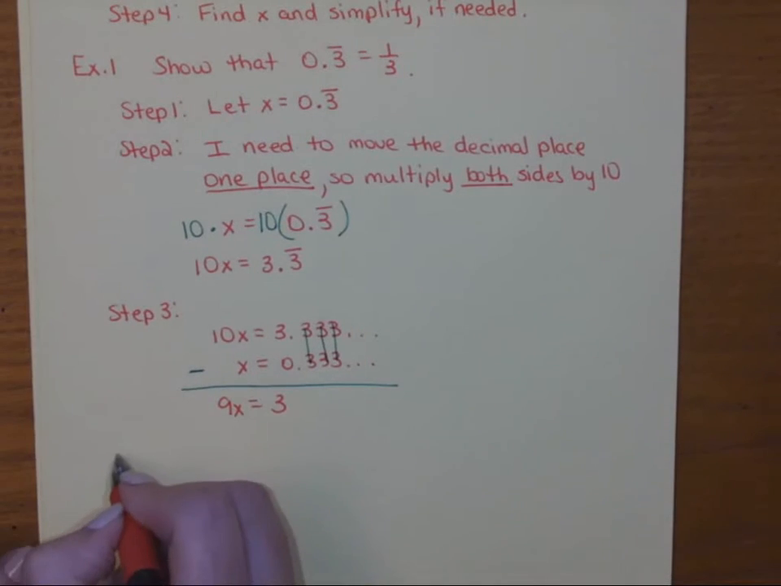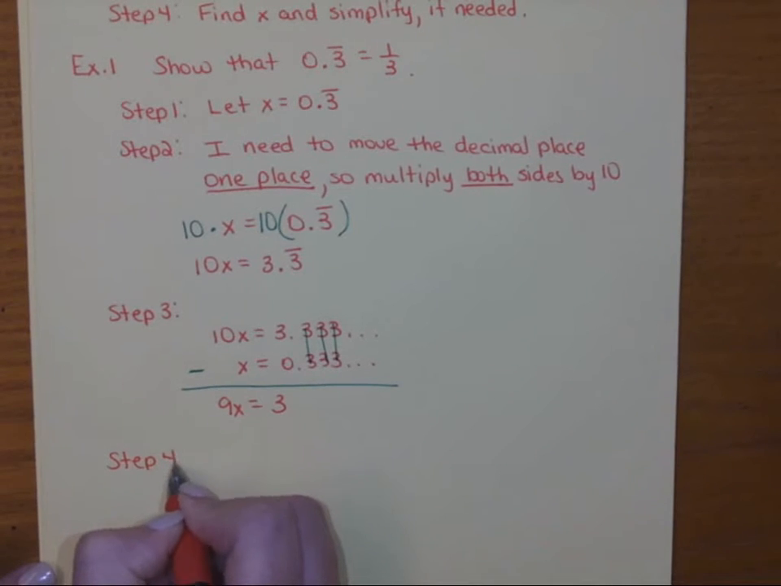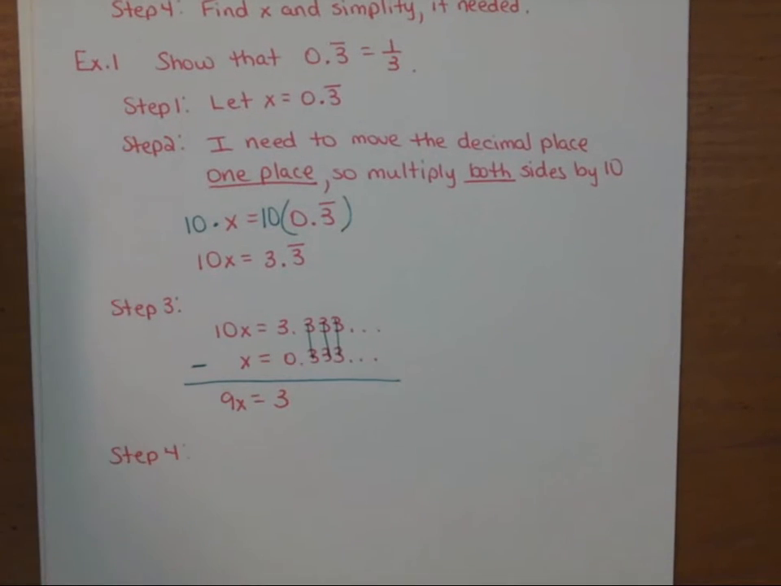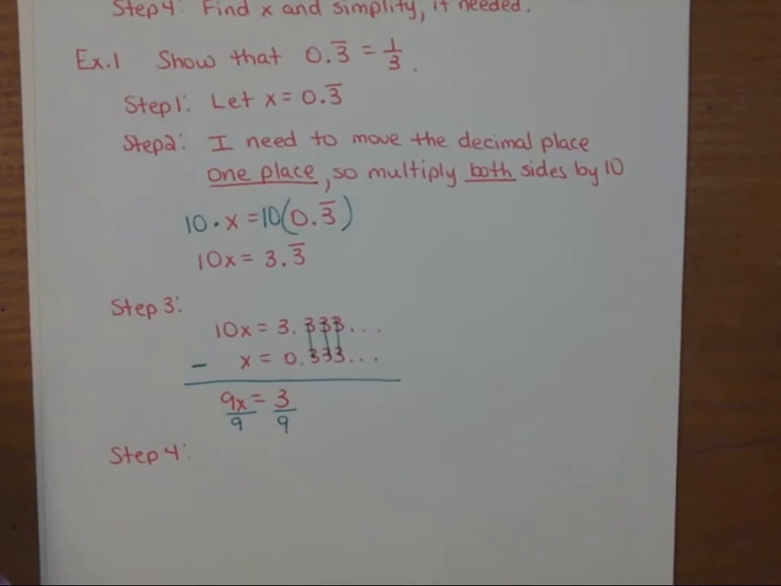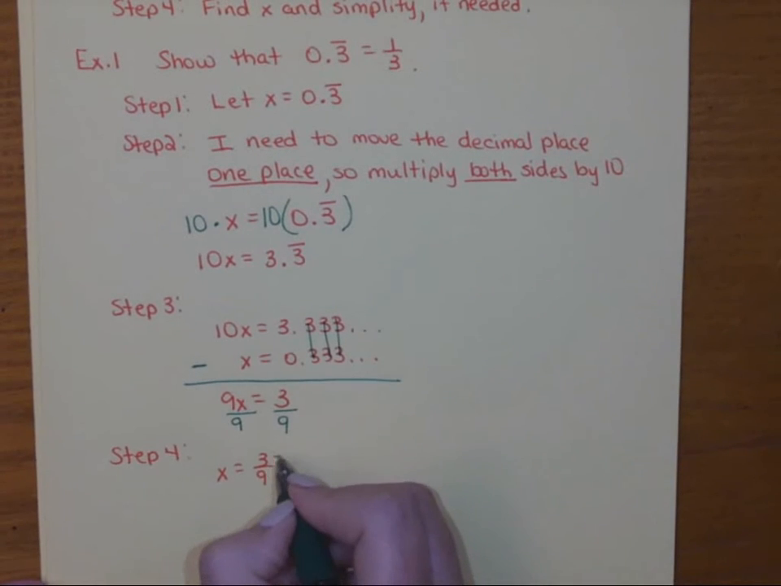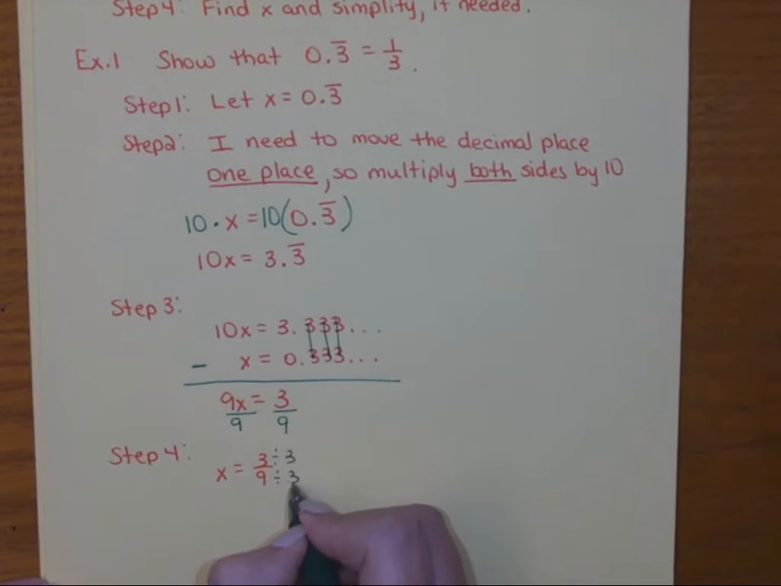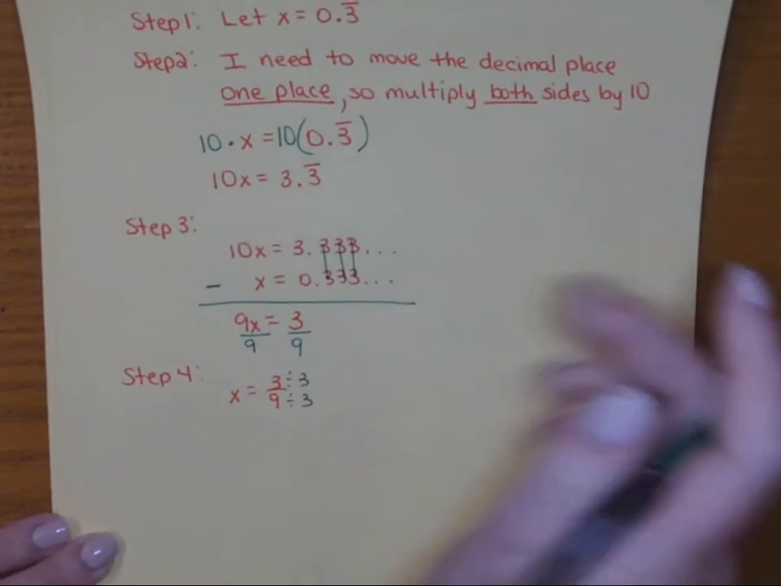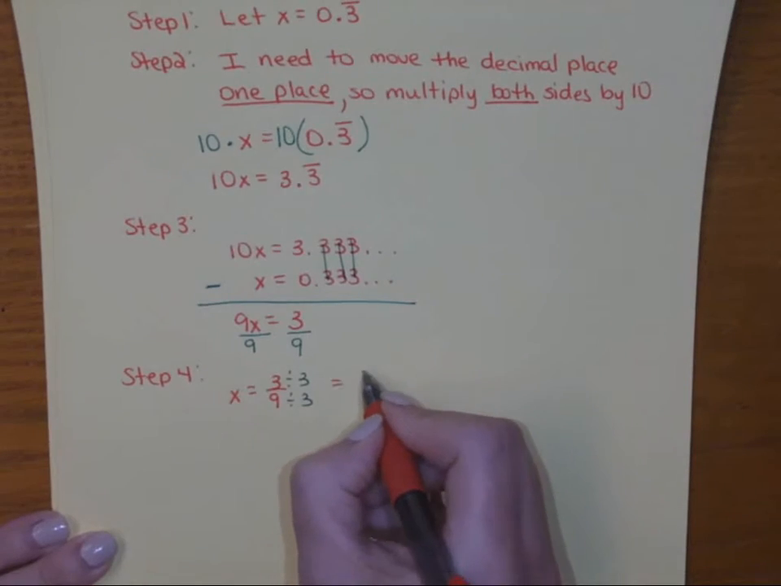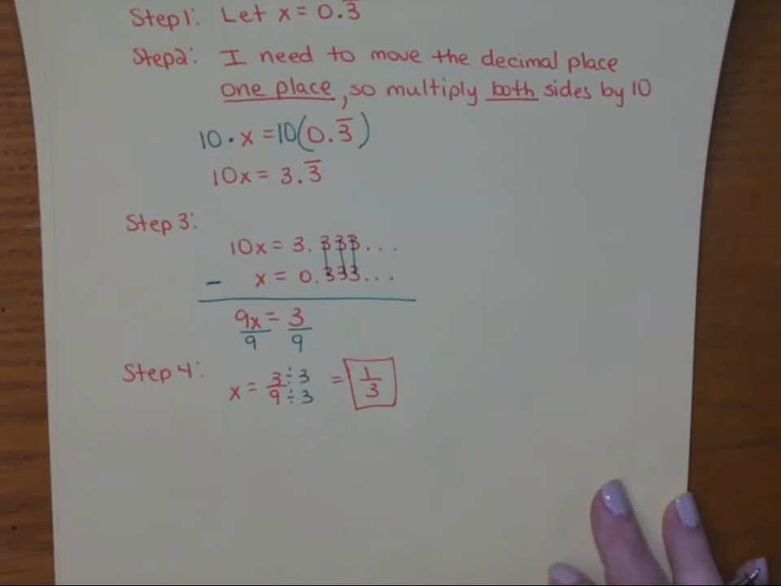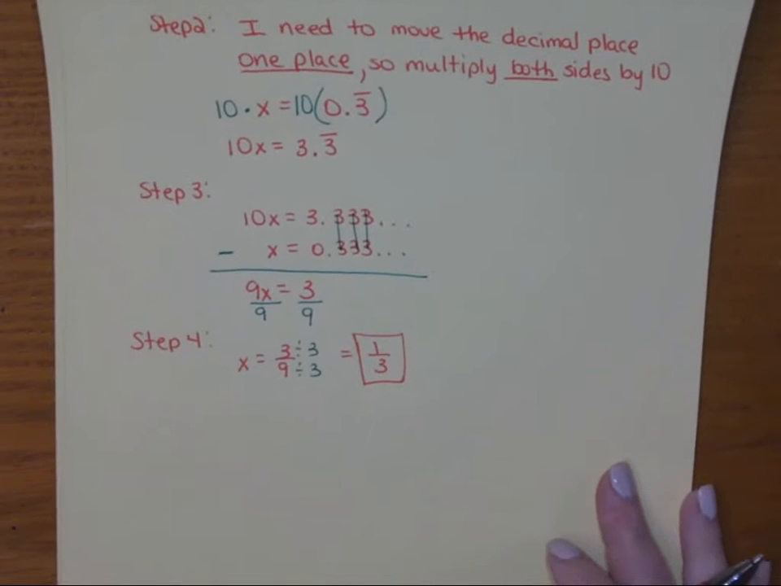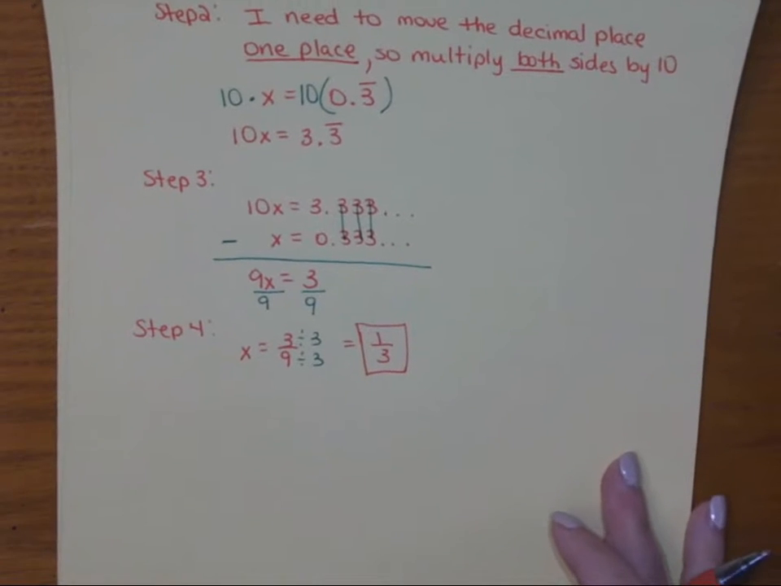And then last but not least, I just need to solve. So step 4 is I just need to basically solve. So I'm going to do it up here. I'm going to divide both sides by 9. So I get x equals 3/9. Just make sure that you can reduce fractions. So we would divide both by 3. And so in the end we get 1/3. Notice we showed, without acting like we already knew it, that 0.3 repeated actually is 1/3.